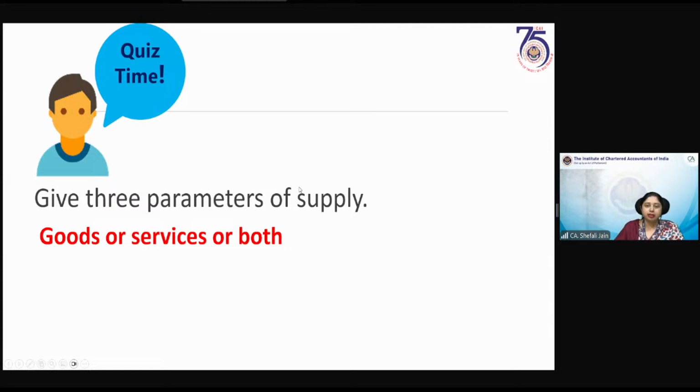So first is the supply should be a supply of goods or services or both. Now, money and securities are excluded both in goods as well as in services. That is one point. But the basic thing which is required is goods or services.